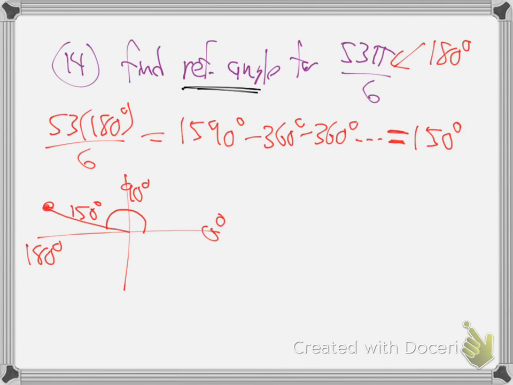How far to the nearest x-axis? Yeah, right there, the reference angle is 30 degrees, isn't it? Let me bring that over here. So the reference angle, at least in degrees, is 30 degrees.